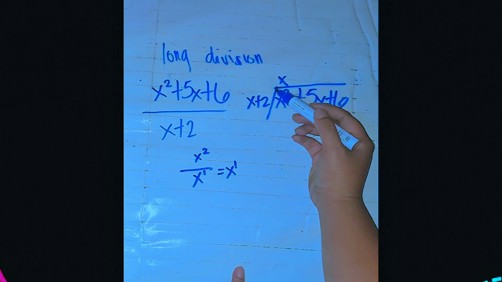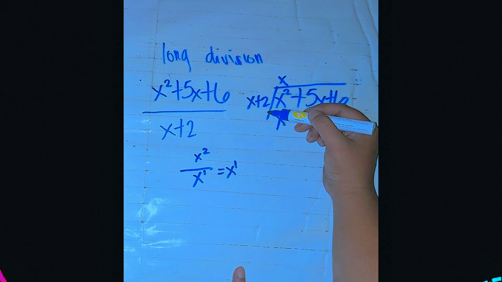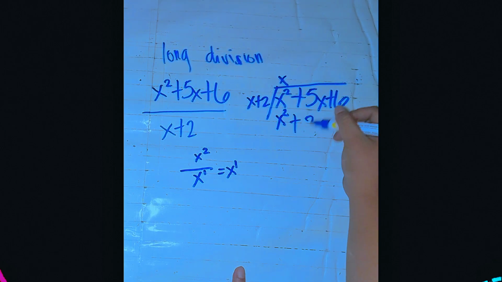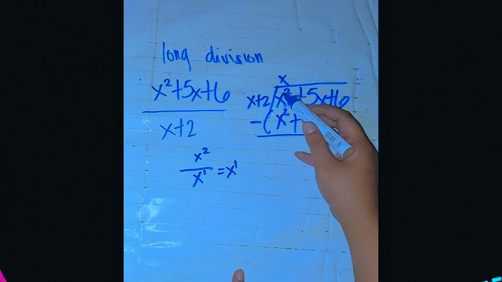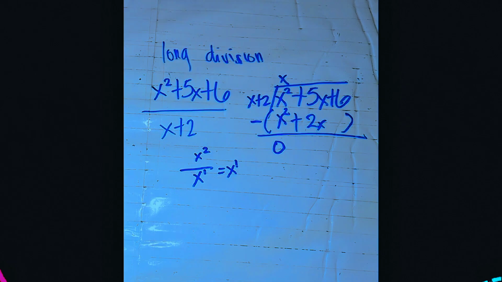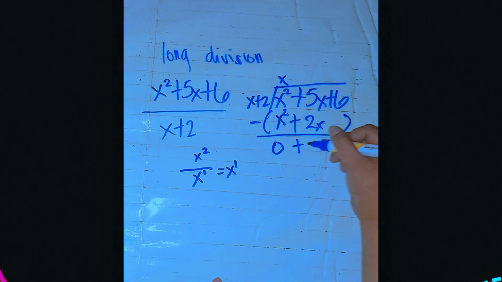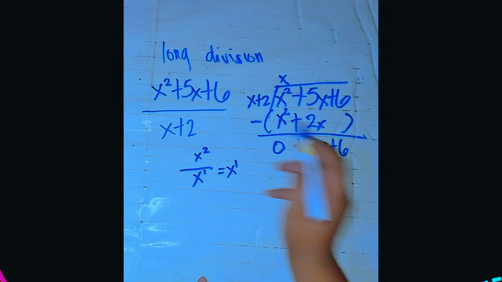Then multiply. x times x is equal to x squared. x times 2 is equal to positive 2x. Then subtract. x squared minus x squared is equal to 0 or cancelled. And 5x minus 2x is equal to positive 3x. Then 6 minus nothing or 0 is equal to positive 6. Then we'll repeat the process.